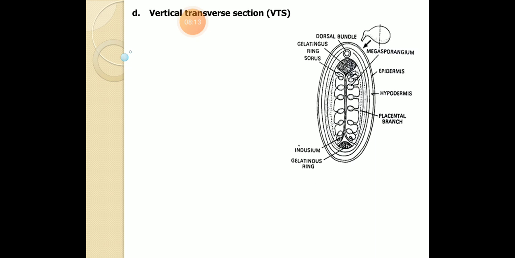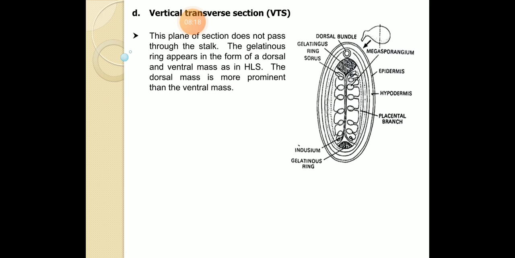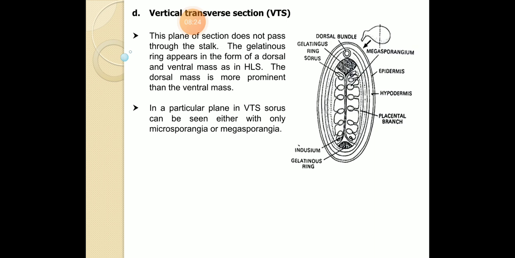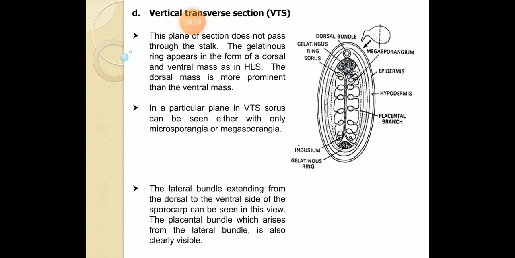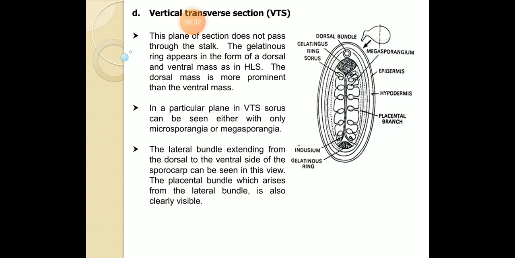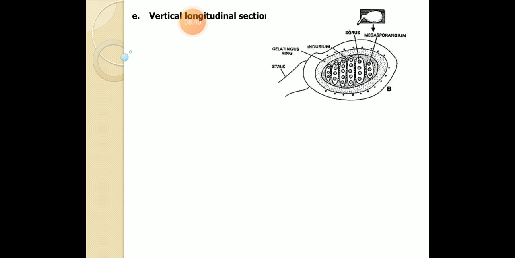So this is actually the VTS, that's a vertical transverse section. That's the first one, HLS, and then VLS and VTS. Usually the VTS may be a little bit different, and the lateral bundle extended from the dorsal side to the ventral side of the sporocarp can be seen in this type of section.